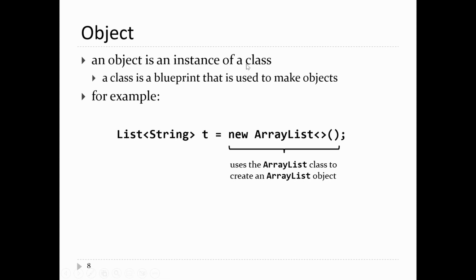An object is just an instance of a class. Like the number 1 is an instance of an int. The string ABC is an instance of a String. How do you make the object or the instance? Well, you use the class. The class is basically a blueprint that's used to make objects. For example, when you write new ArrayList, the constructor of ArrayList uses the ArrayList class to make an ArrayList object.